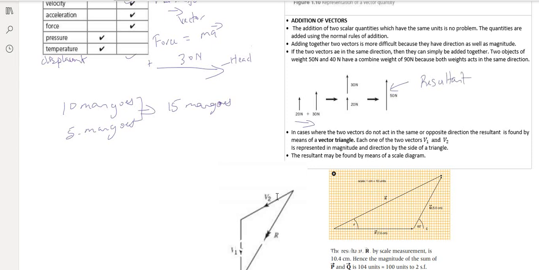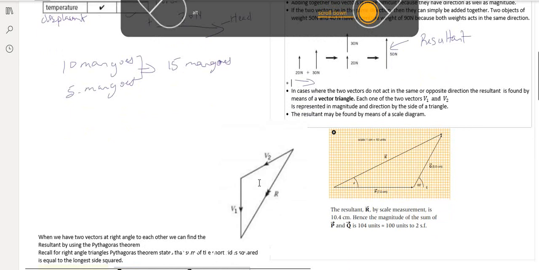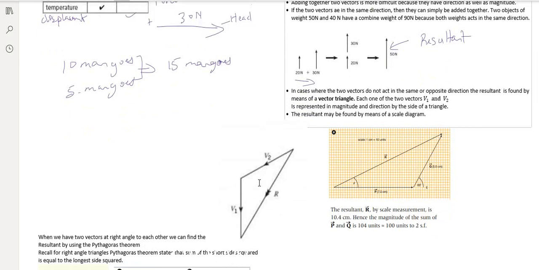Cool. Now let's see what this is saying here. It says in cases where the two vectors do not act in the same or opposite direction, the resultant is found by means of a vector triangle. So this is what the vector triangle looks like, where we have the two vectors. One vector is going in this slantwards direction, and another vector here. So this is vector 1, by the way, and vector 2.